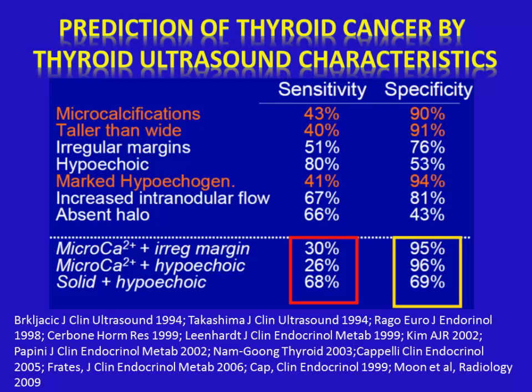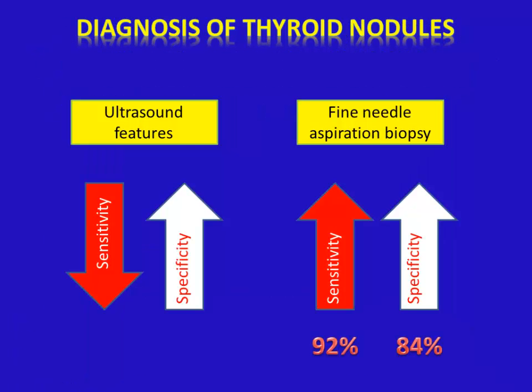To summarize, from this table you can see that some of the features always have a high specificity, but the sensitivity is low, especially microcalcification, which has a high specificity, taller than wider, and marked hypoechogenicity. If we combine multiple features of this together, the specificity will rise, but the sensitivity will still be low. And in order to have a proper diagnostic test, it has to have a high sensitivity and high specificity, and we can see this in the fine needle aspiration biopsy with a sensitivity around 92% and specificity around 84%.